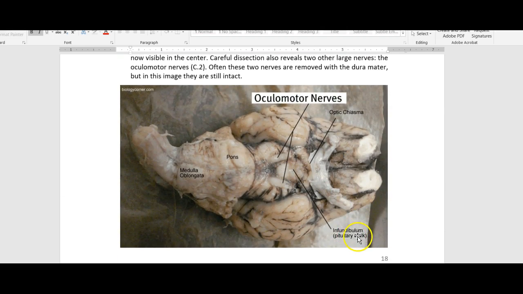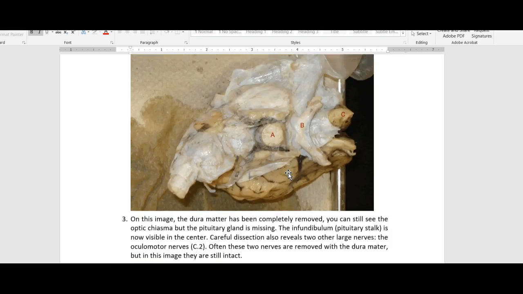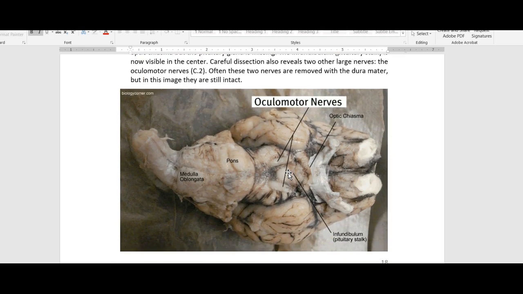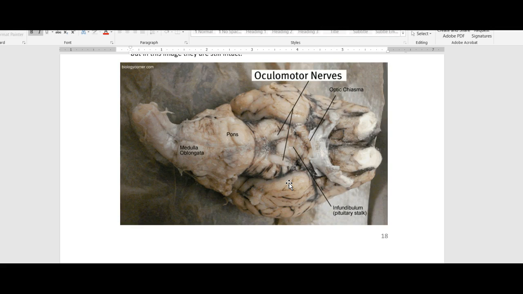So right here where it says infundibulum, pituitary stalk, on your brain there should be a tiny little hole there. It'll be a slit that runs from forward to back. That leads directly up into the third ventricle. And in the lab guide, you want to cut right through that third ventricle, so you're actually going in between the two halves of your thalamus rather than actually cutting through the thalamus. You want to cut through the third ventricle, which is in the middle of the thalamus.